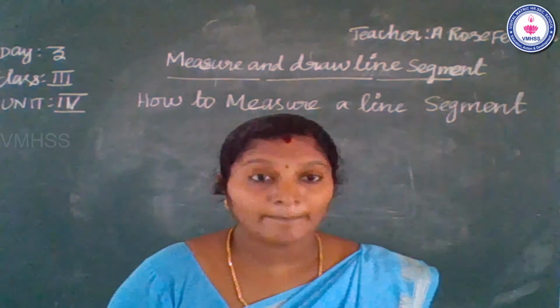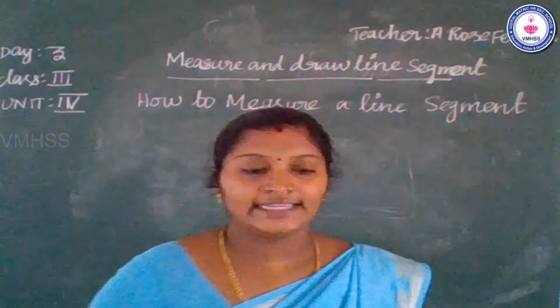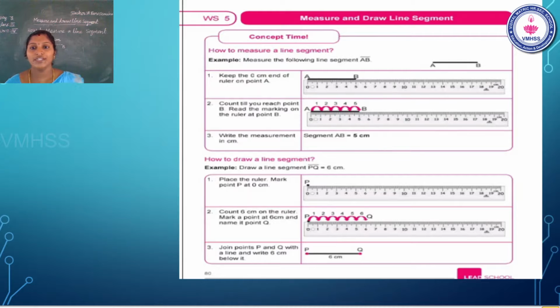So what are the main rules? What is the first rule? See the slide. The first one is keep the 0 centimeter end of the ruler on point A. What is the second point? Count till you reach point B. Read the marking on the ruler at point B.